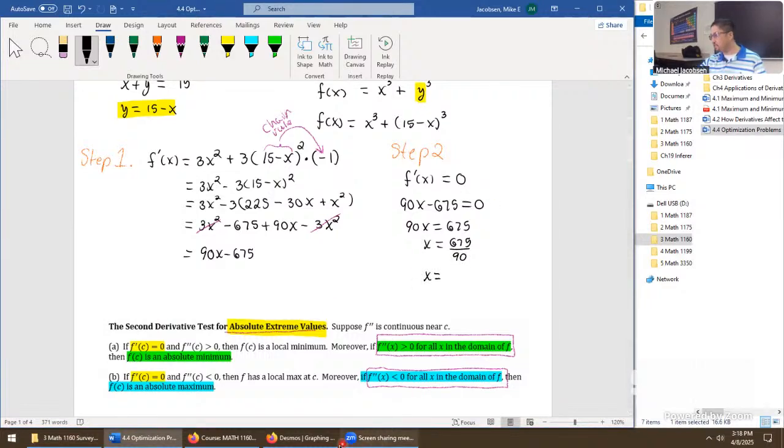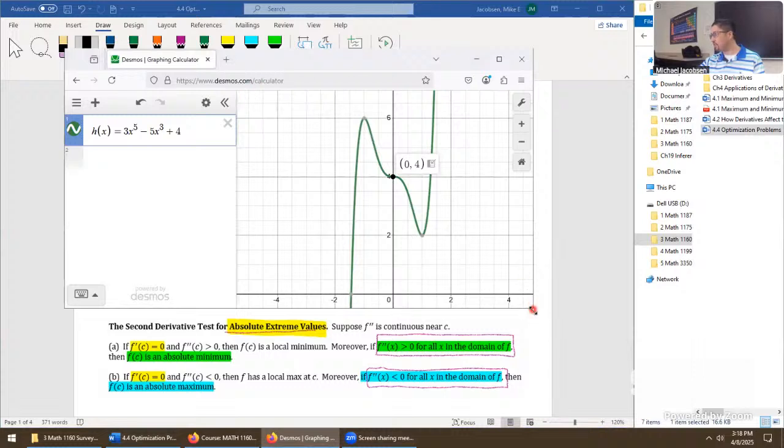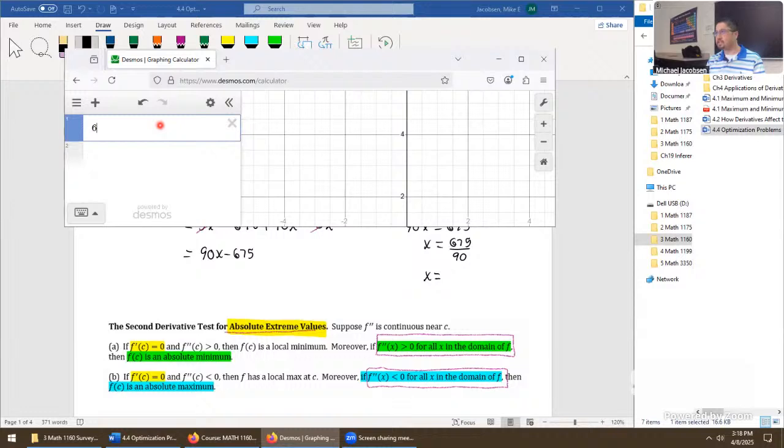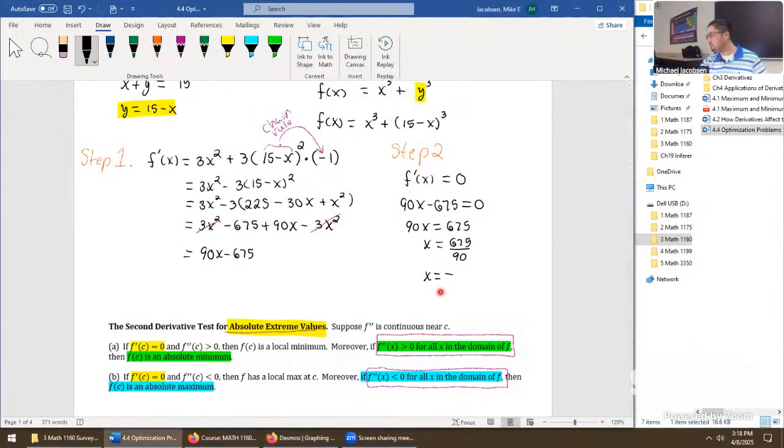Let's approximate that if necessary. Let's see if it goes in evenly otherwise. So 675 90ths turns out to be 7.5 exactly. And this is the critical number of f. Notice we found exactly one critical number.